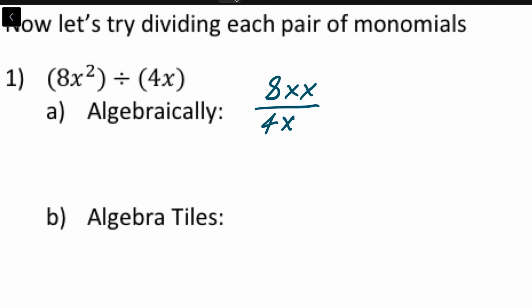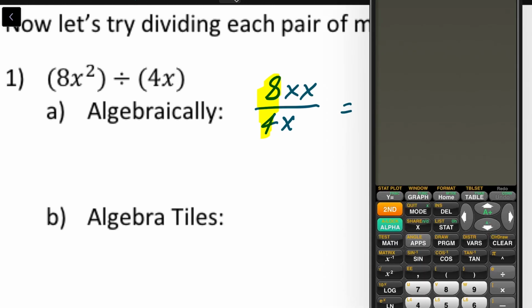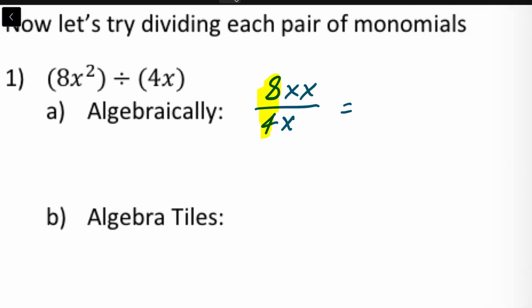Okay? Now, just like I was doing before, the coefficients, I can divide. 8 divided by 4 is 2, right? You should have that in your mind. So 8 divided by 4, you can double check in your calculator if you absolutely need to. 8 divided by 4, 2. All right, good. I'm not going crazy. 2. Now, I can move here and I can do x divided by x, the next two variables here.